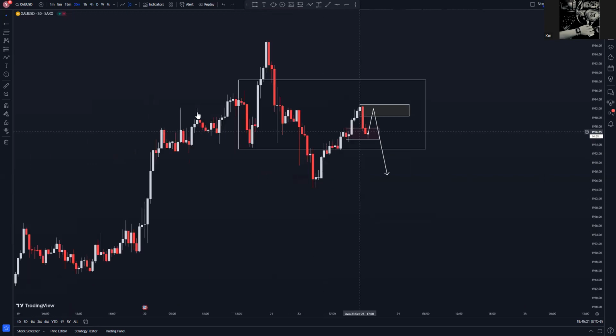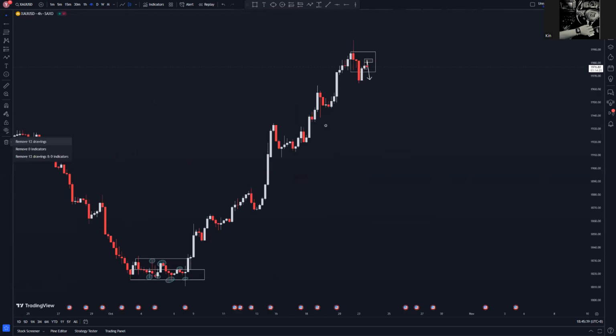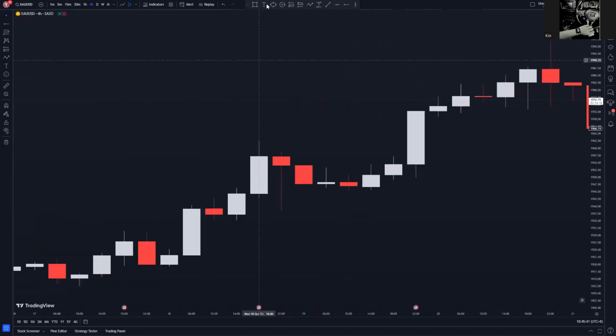So for now, if you guys want to take a buy, wait for the confirmation entry, and then you need to know where to exit. That's it. You need to know where to exit. If you understand everything, it's going to be really, really good actually. So look over here.